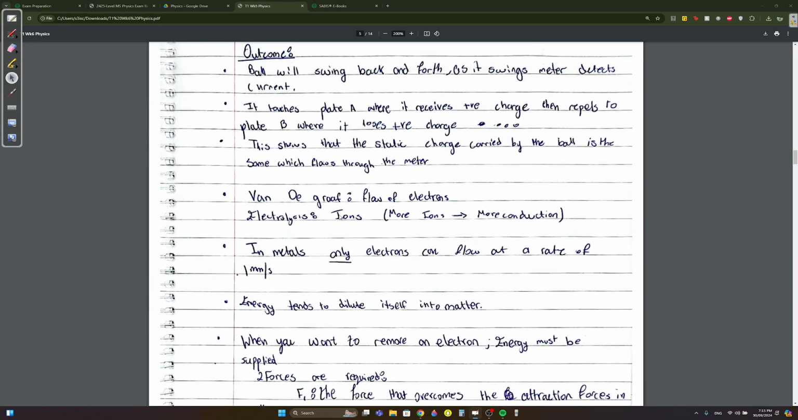Okay, electrolysis. You guys know electrolysis is when you split water into ions. And you guys know if there's more ions, there's more conduction. I think what I meant here is just conduct, whatever.